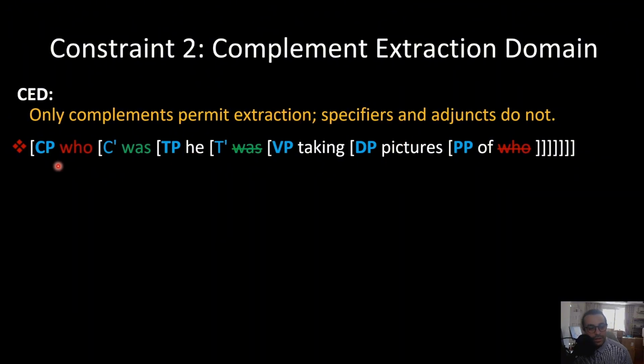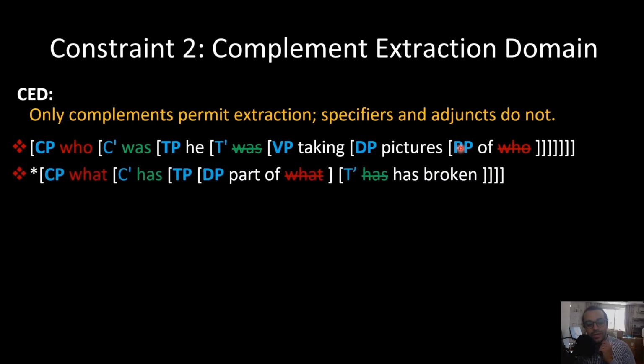So let's look at this. Who was he taking pictures of? Now, if you look at the DP, the noun phrase of taking pictures of, pictures of who in this case is the complement inside the VP. The V is taking and pictures of who is the complement. Because this is a complement, extraction is possible. So you can extract who and you'll end up with who was he taking pictures of. Fine, no issues at all.